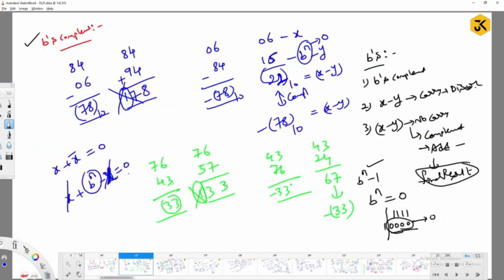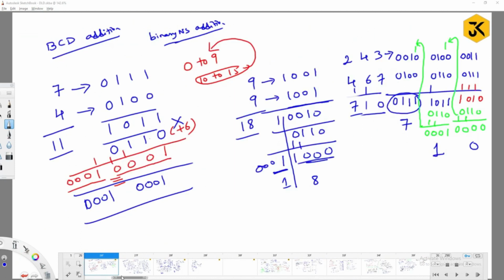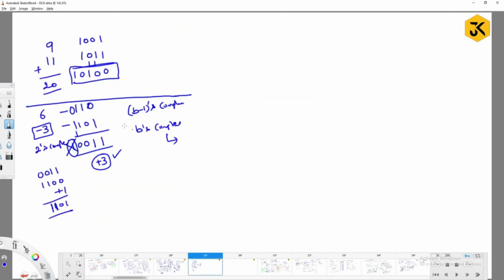When it is the b's complement, you take the b's complement of the subtrahend and perform the operation. If the carry is generated, it should be discarded. If the carry is not generated, you take the complement and add a minus sign, right? In our case of 2's complement, the carry is generated, so you simply discard it. As the carry is generated, it is simply discarded. So this is the logic.